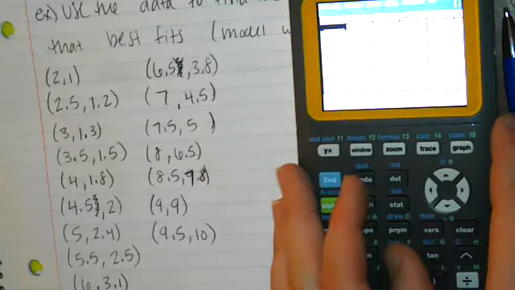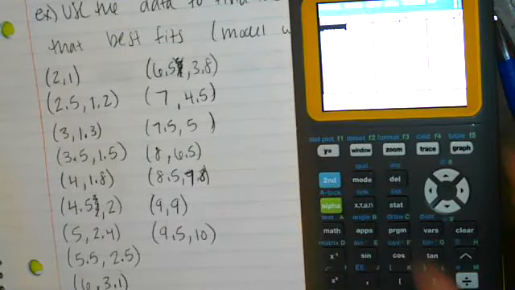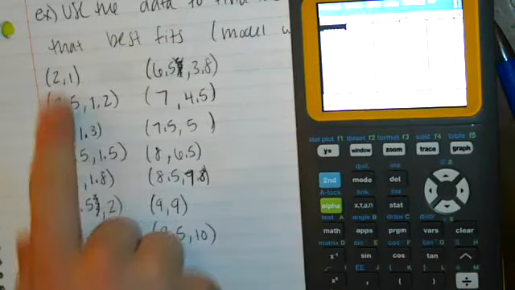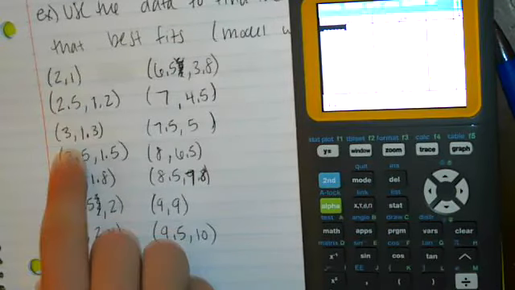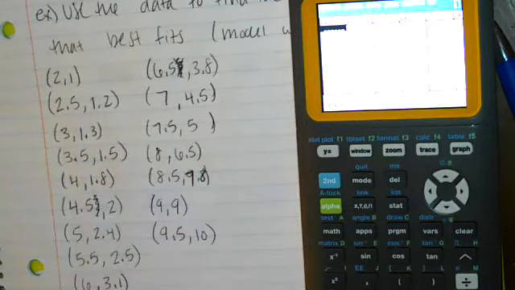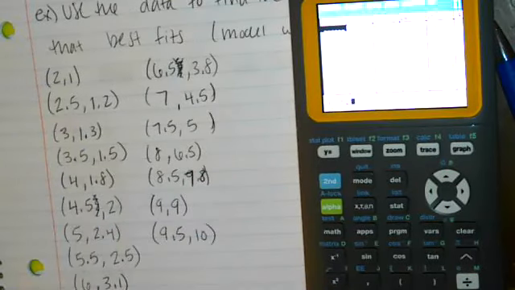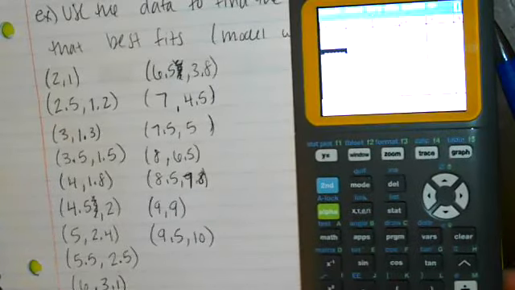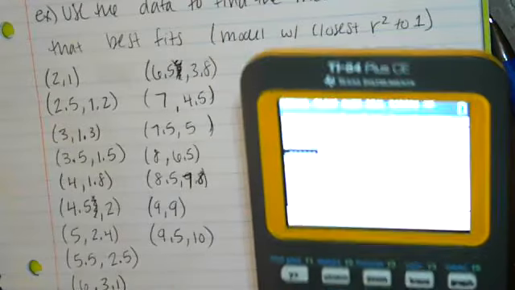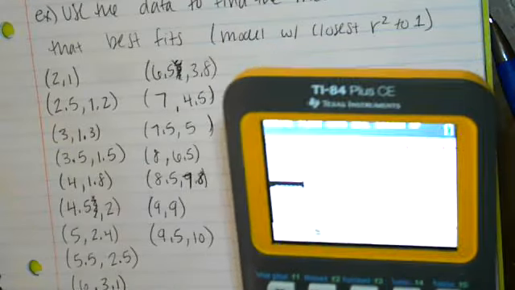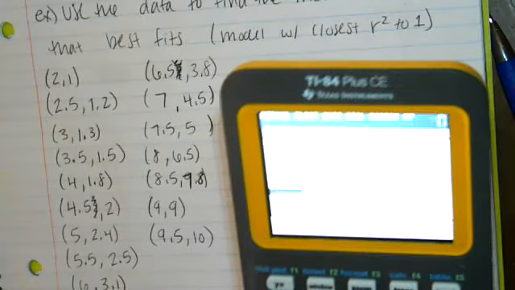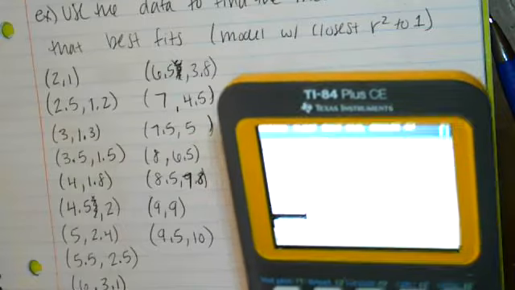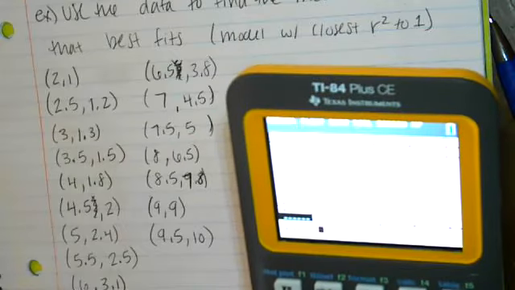So in L1, you need to put all of the X values. So in my list, that's 2, 2.5, 3, 3.5, 4, and so on. You hit 2 and then hit enter. And then 2.5 and then enter. And then 3 and then enter, and then just keep going. Okay, 3.5, 4, 4.5, 5, 5.5 until you get all the way down to 9.5.